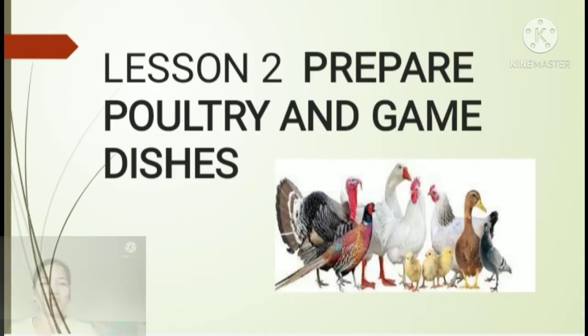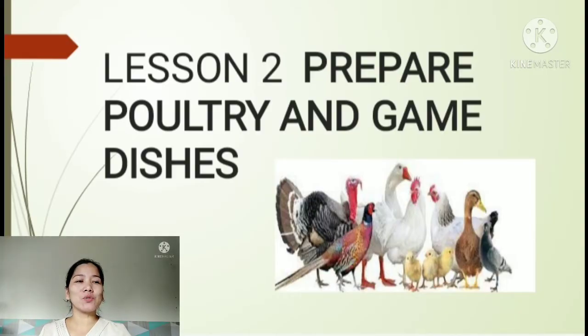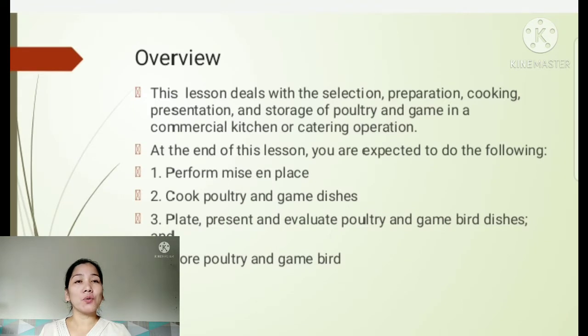Poultry Cookery Class. In today's lesson, I am going to discuss with you the learning competency about poultry and game dishes. This lesson deals with the selection, preparation, cooking, presentation, and storage of poultry and game in a commercial kitchen or catering operation. At the end of this lesson, you are expected to perform mise en place, cook poultry and game dishes, plate, present, and evaluate poultry and game bird dishes, and store poultry and game dishes.